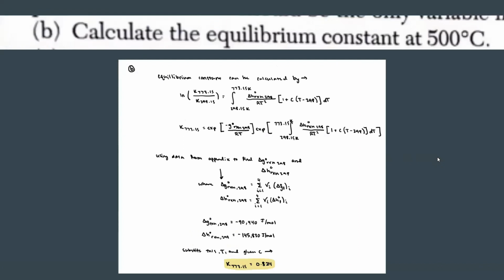Part B then asks us to calculate the equilibrium constant K at the given temperature of 500 degrees Celsius. This can be done by using the van 't Hoff equation. In order to first find the equilibrium constant at standard 298 Kelvin, the standard Gibbs free energy of the reaction was found by summing the Gibbs free energies of formation of each species as shown here. Then the equation delta G equals negative RT ln K was used to find K298, the equilibrium constant at 298 Kelvin.